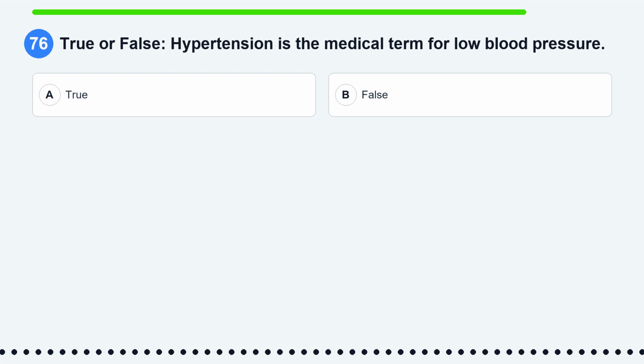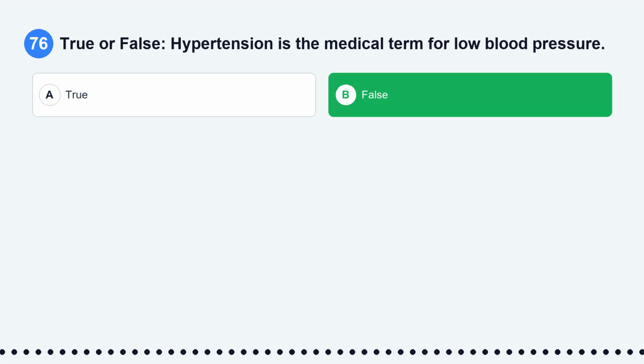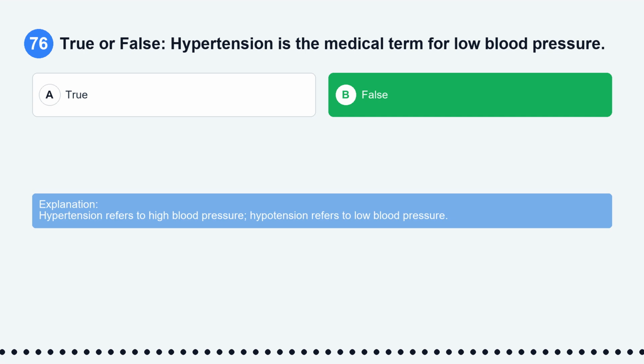Question 76. True or false, hypertension is the medical term for low blood pressure. Option A, true. Option B, false. The correct answer is option B, false. Hypertension refers to high blood pressure, hypotension refers to low blood pressure.